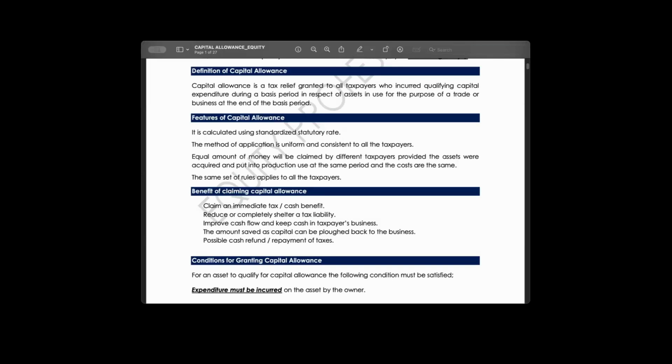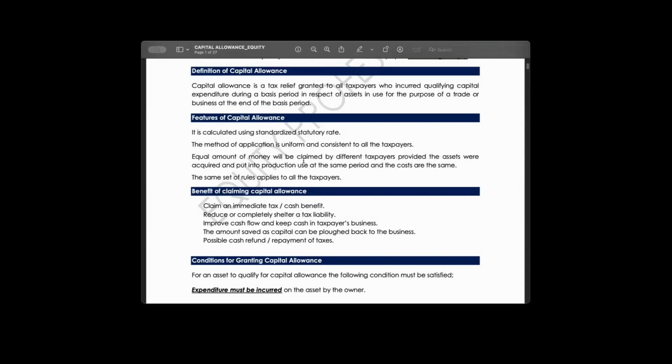So the taxpayer can actually benefit from this by getting tax relief or cash benefits almost immediately. Again, it reduces or completely shelters a tax liability. It's the same thing. It takes away the cash liability, the tax liability on the part of the taxpayer.